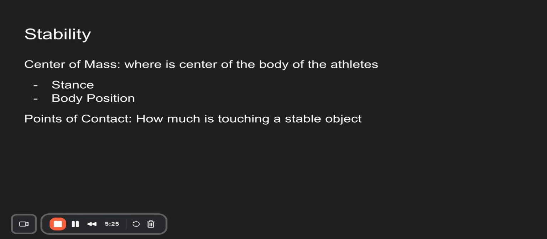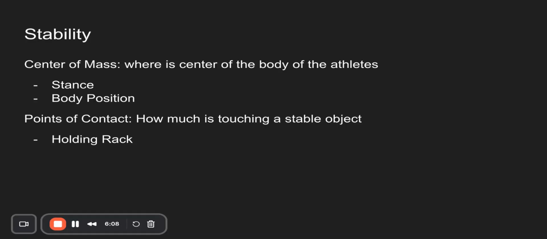We look at points of contact. How much is touching a stable object? Let me give you an example. If I told you to back squat and I told you to leg press, which one would be more points of contact? Obviously, the leg press. The leg press is a total machine. This is where the cognitive load or skill level of the leg press is going to be so low that it allows the athlete to drive more output. Whereas the squat, it's the same movement pattern, but because it only has two points of contact, the two feet on the ground, it's going to be less stable, which means the athlete has to think more about how to actually organize themselves in space to lift the load.